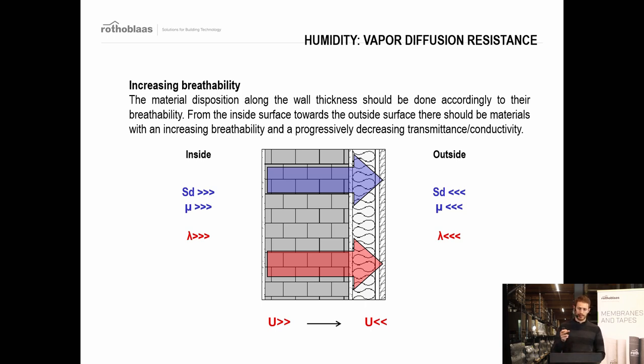Inside our wall thickness, it is very important to have vapor control layers on the inside, and at the same time to have materials with very low thermal conductivity on the outside. So, insulation material on the outside, so that our wall remains warm and there isn't too much vapor passing through. If we keep these two things together, we are sure that we won't have condensation.